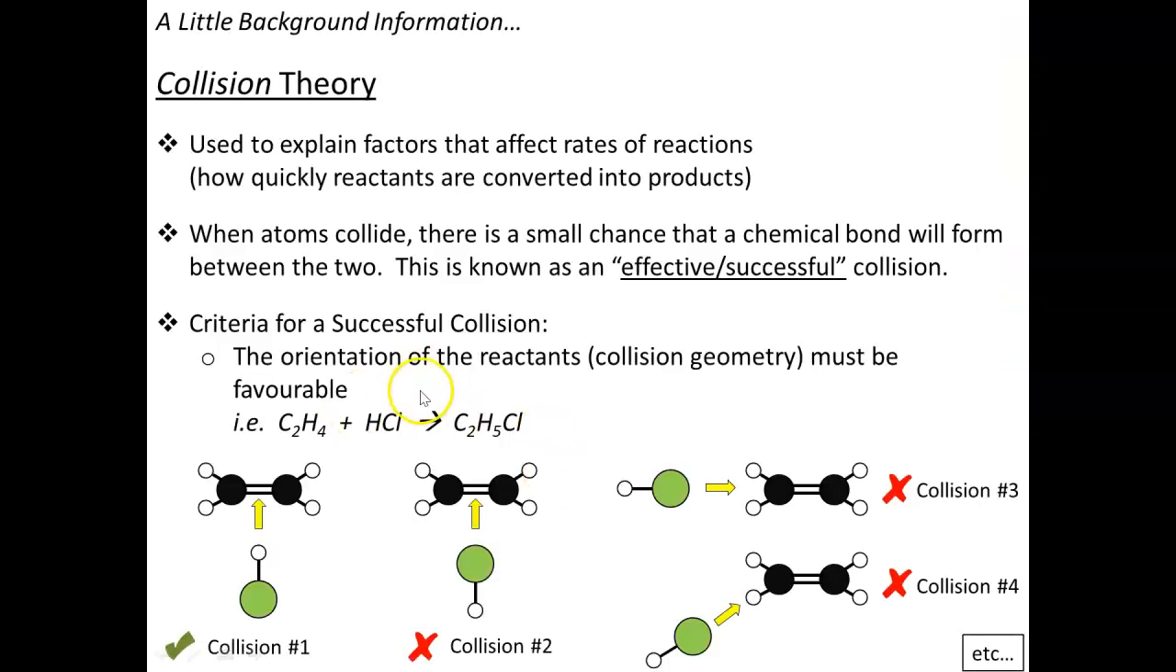So to recap, in general, there are two requirements for a successful collision to occur. The first is that the reactants must collide with one another in the correct manner, meaning the atoms must be in the right area so that they can form new chemical bonds. If the atoms are in the wrong location, then a new bond won't form, or the incorrect bond would form.